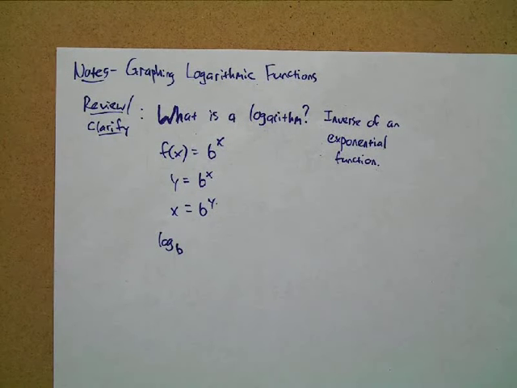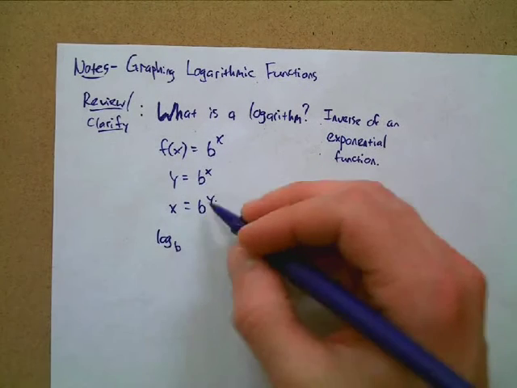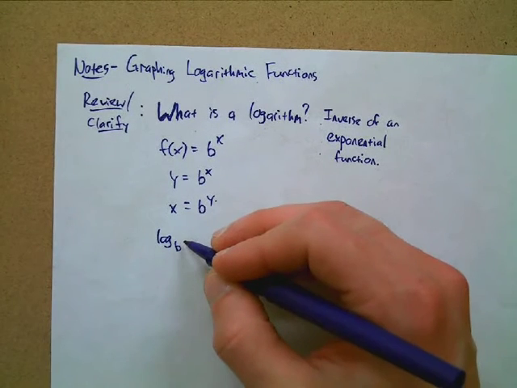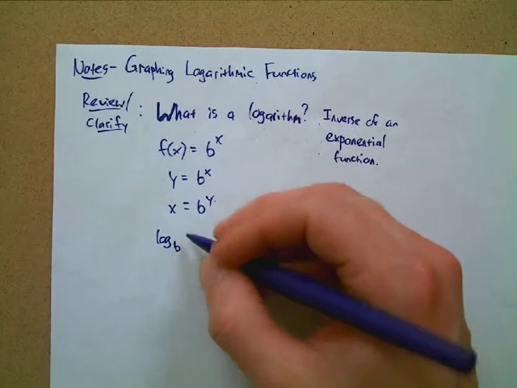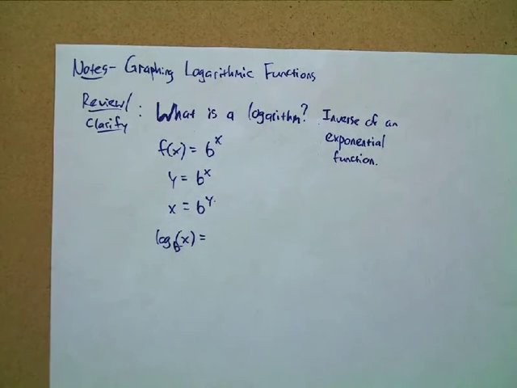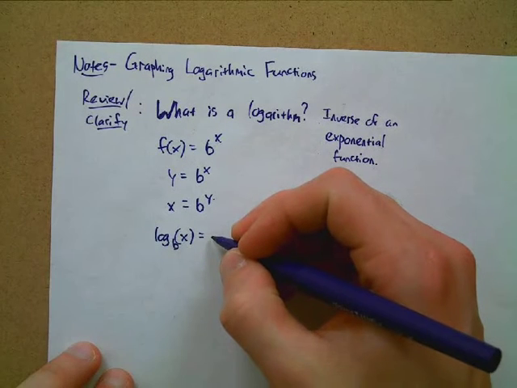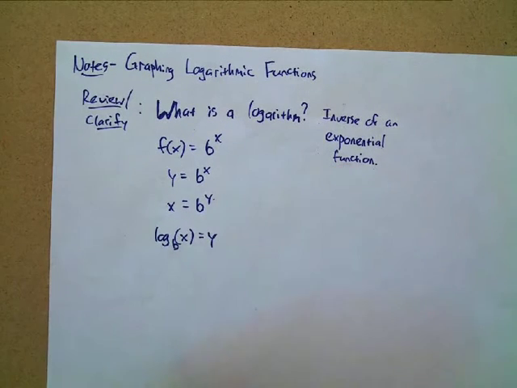I know it's weird because we have all these exponents and all these variables. But one of these, either the x or the y, goes inside. Which one goes inside? Y. No, it's not the y. It's the x. So log base b of x equals, and then what's it going to equal? What's the other variable left over? Y. And so there's our inverse.